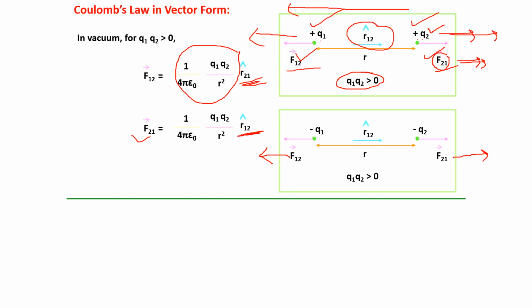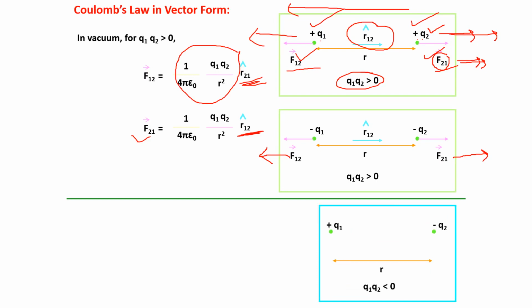Now if the product of Q1 Q2 is less than 0, it will be less than 0 only when the charges are unlike. One charge is positive, another charge is negative. So their product will be less than 0. And now the force between the two charges is attractive. They will attract each other. Q1 will experience force toward Q2, so the force will be along this direction from Q1 to Q2. Q2 will be attracted by Q1, so force will be along this direction, F21 from 2 to 1.